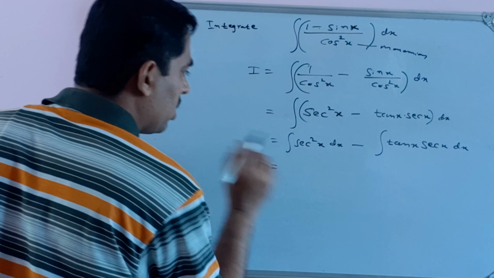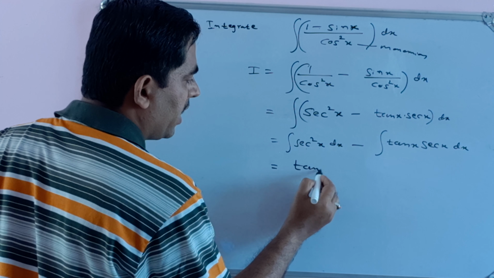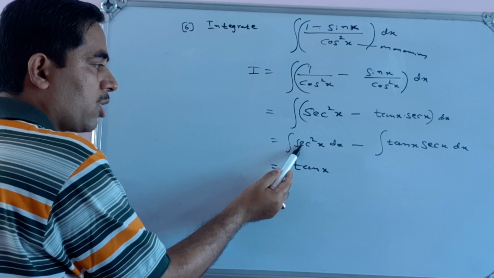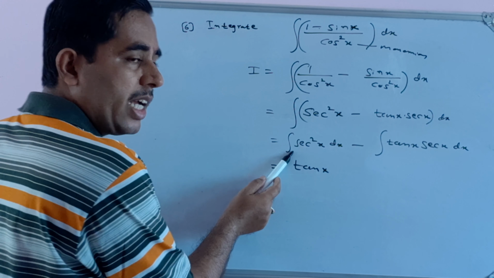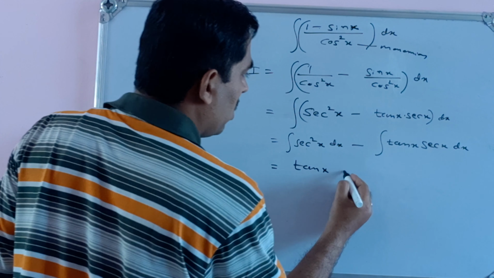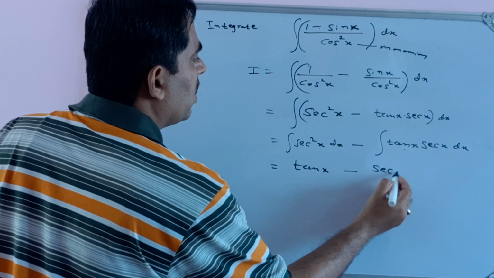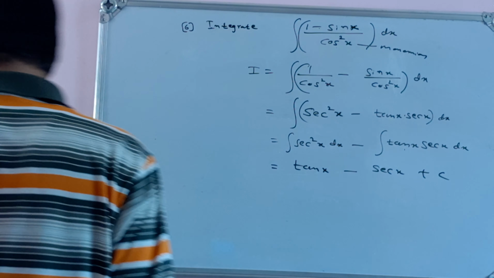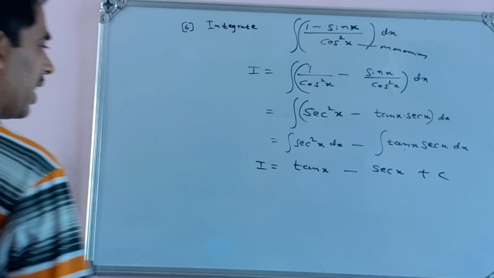Now use the formula. What is the integration of secant square x? We can write it as tan x, because the derivative of tan x is secant square x. That's why the integration of secant square x is tan x. Minus, then what is the integration of tan x into secant x? That will be secant x. So my integration is over. Let us call this I.